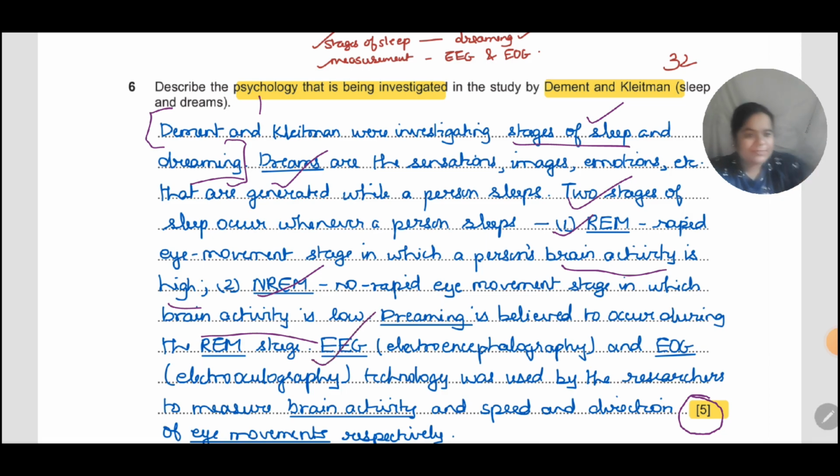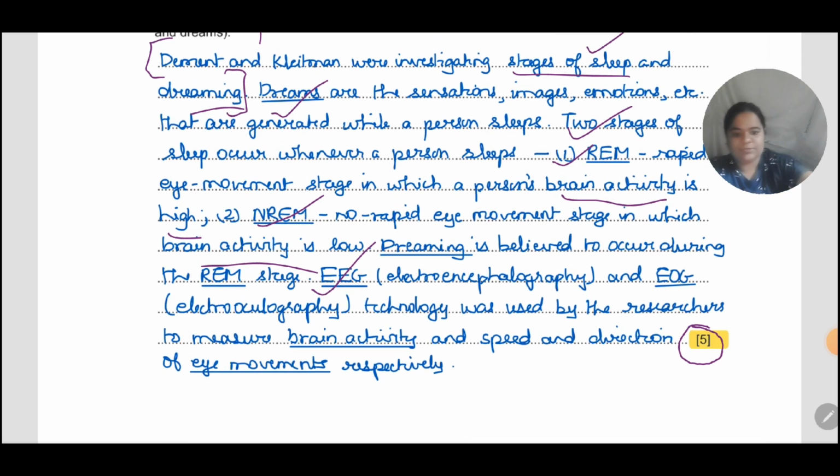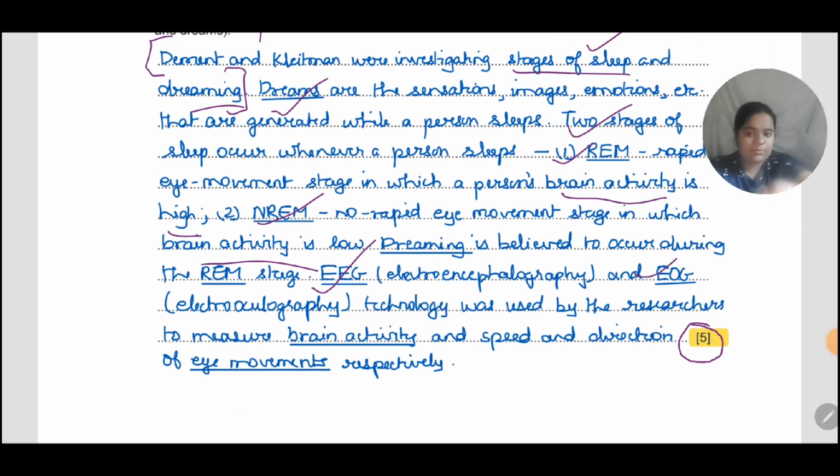Okay, then we also of course have to talk about EEG and EOG. So we have given one line on each. A very important sentence, which I forgot: dreaming is believed to occur in the REM stage. See, when we are saying in the first sentence that they were studying the relation between sleep and dreaming, you cannot miss this key point, that dreaming occurs during the REM stage. That is the connection they were trying to draw. So that sentence is very important. And then we are explaining in one line what is EEG, what is EOG, to measure brain activity and eye movements. Again, very briefly. We don't go into the details.